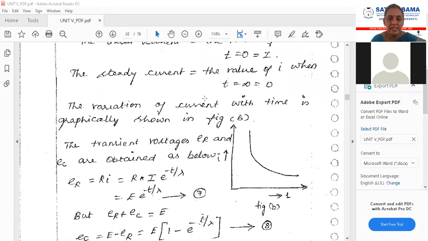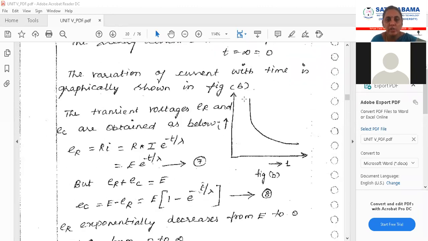Now plotting the equation. If you plot the equation, you will get the response like this, moving down. This is opposite to that of the inductance, which you have to definitely remember. Inductance will be charging upward as a rise in current. This will be a decrease of current, because in capacitance the voltage starts to increase. So what will happen to the current? The current will be decreasing.